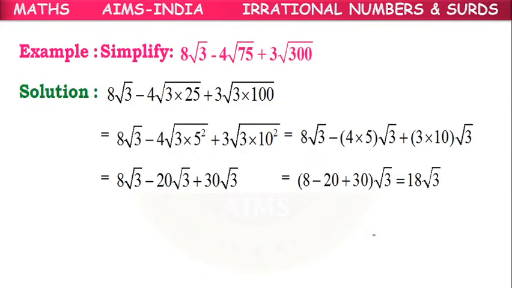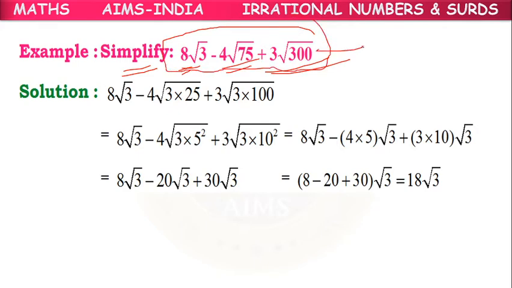So now example, simplify 8 root 3, 4 root 75, 3 root 300. So we don't have similar surds in the given expression, but we have to check is there any possibility of making them into similar surds, converting them into similar surds.